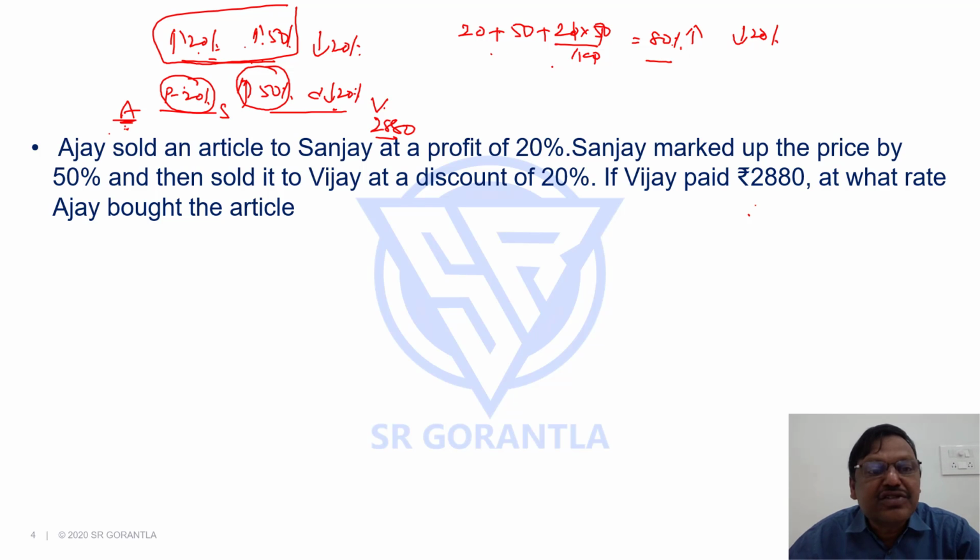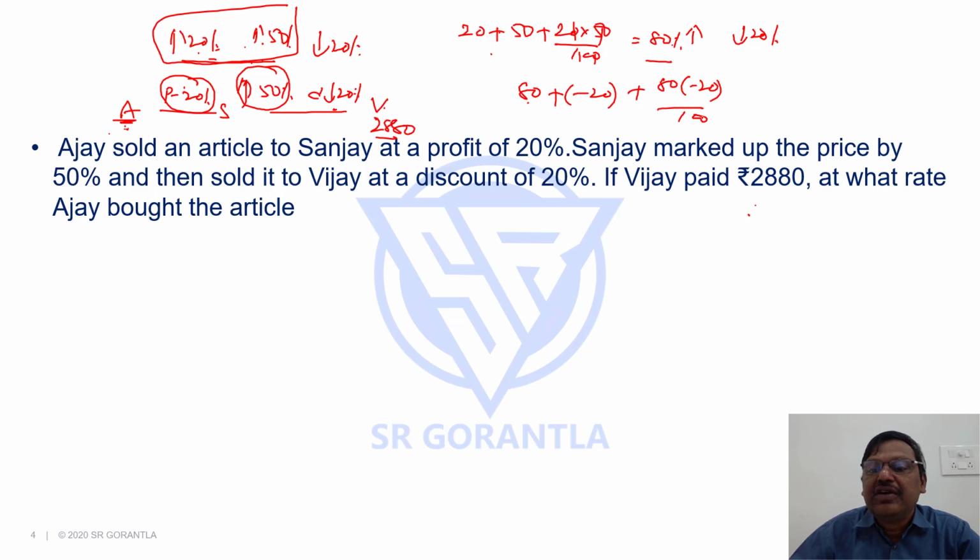Now again apply the successive growth formula. 80 plus, why minus 20? Because there is a decrease of 20. 80 plus 80 into minus 20 by 100. How much is it? 80 minus 20 is 60, and 60 minus 16 is 44%.